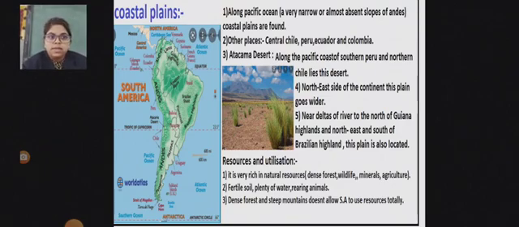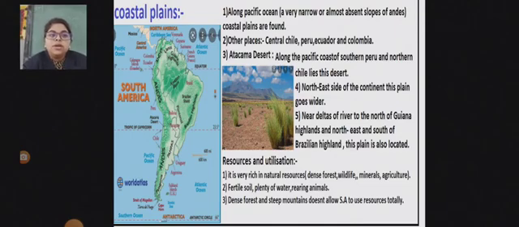First one is central Chile, then Peru, then Ecuador, and also Colombia. Now let's talk about the driest place. The driest place is actually the Atacama Desert, which is located along the Pacific coast of the Peru area as well as the Chile area in this desert.